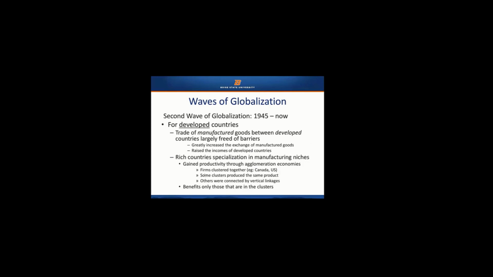Since 1945, in the second wave of globalization, there's been a difference between how it's affected developed countries versus developing countries. For developed countries, things have gone pretty well. There's been an increased trade of manufactured goods between developed countries, for example between the U.S. and the European Union. Trade barriers have been reduced dramatically.